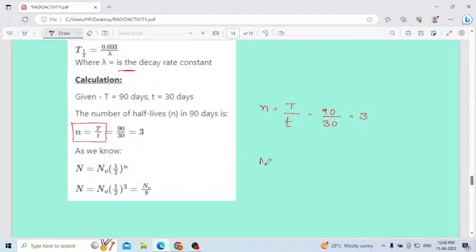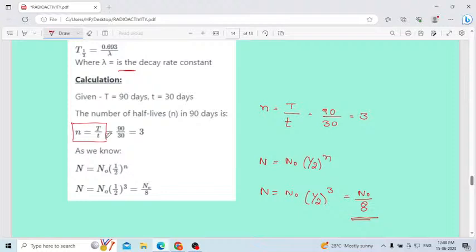Then you know the formula: N will be N naught into 1 by 2 whole to the power of n. Then N will be N naught into 1 by 2, to the power of 3, which gives N naught by 2 cube, nothing but 8. Easy question, you have to remember the formula, then you can easily solve. The answer for this question is N naught divided by 8.